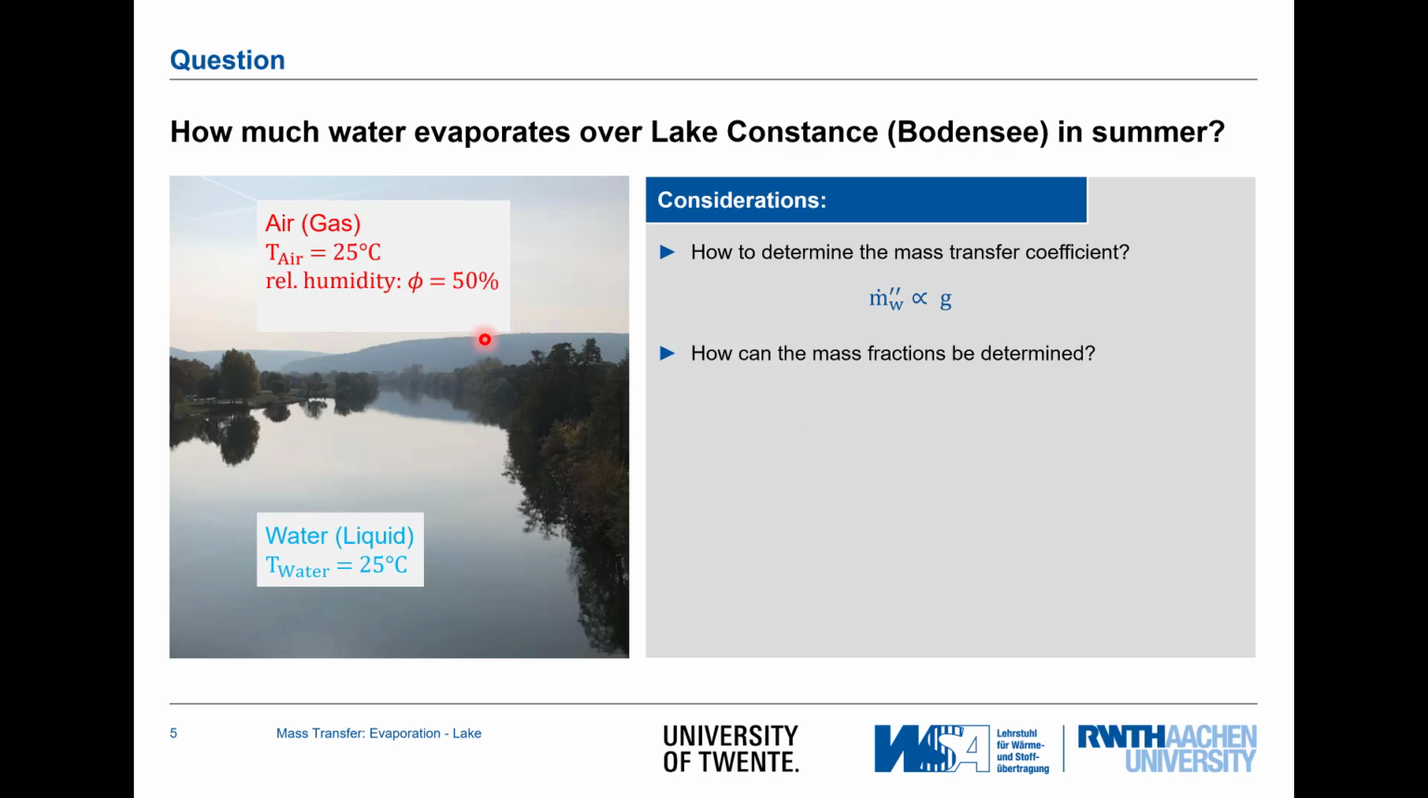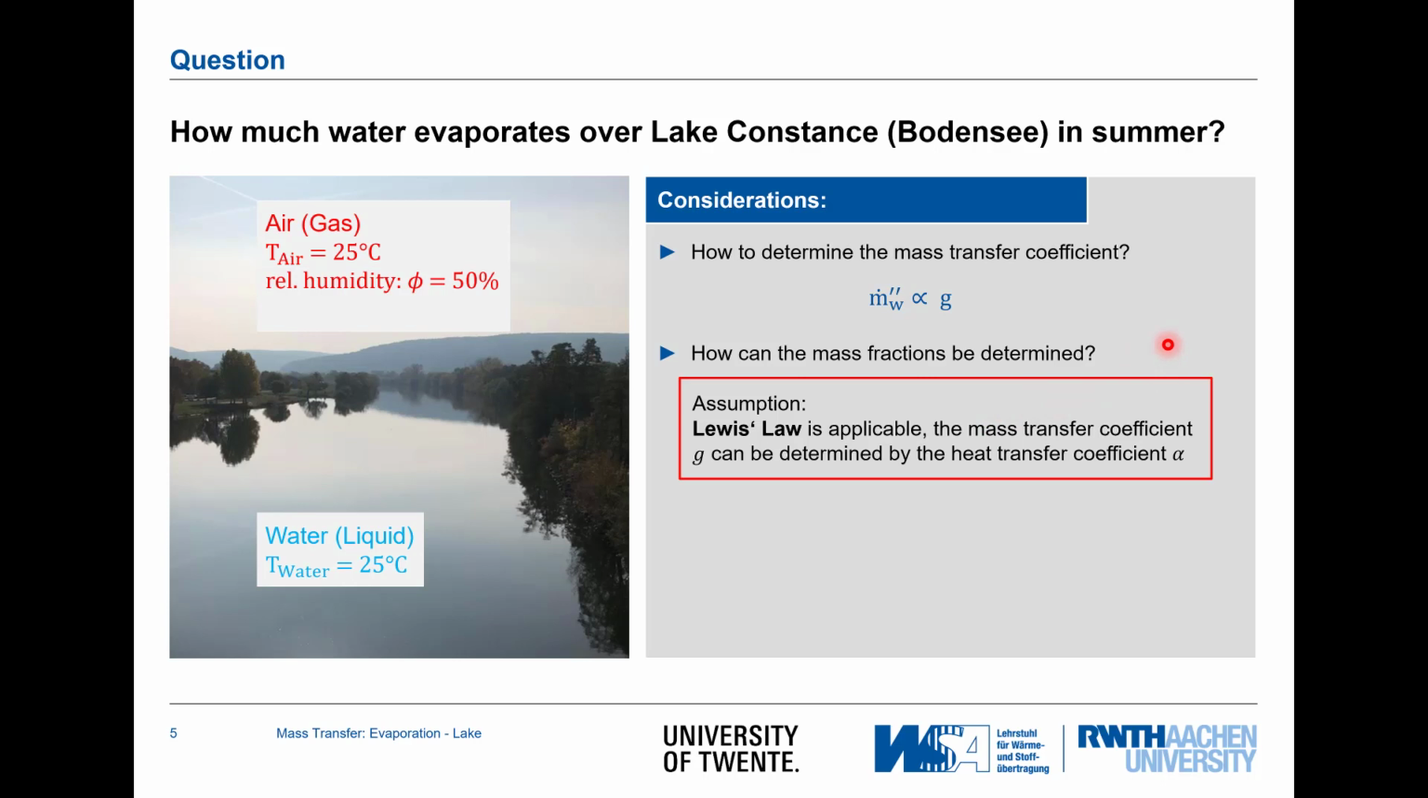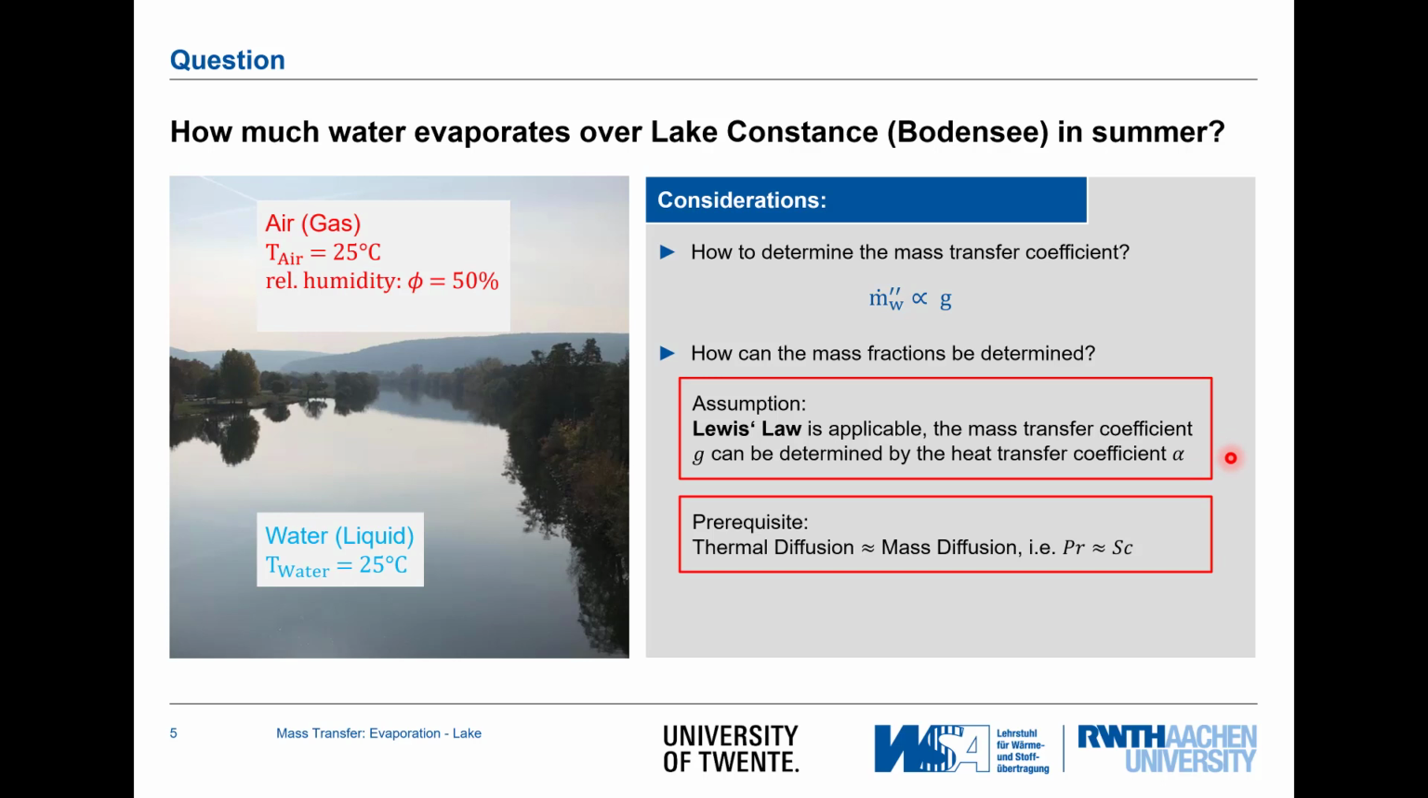And we can relate the mass flow rate to the mass transfer coefficient. And for that, we need to do a few calculations. How can we do that? We assume that the Lewis law is applicable, and then this means we can determine the mass transfer coefficient G from the heat transfer coefficient alpha. How do we do that? Well, we first have to request, as a boundary condition, that Prandtl has to be about the same value as Schmidt, or in other words, the thermal diffusion has to be similar to the mass diffusion.